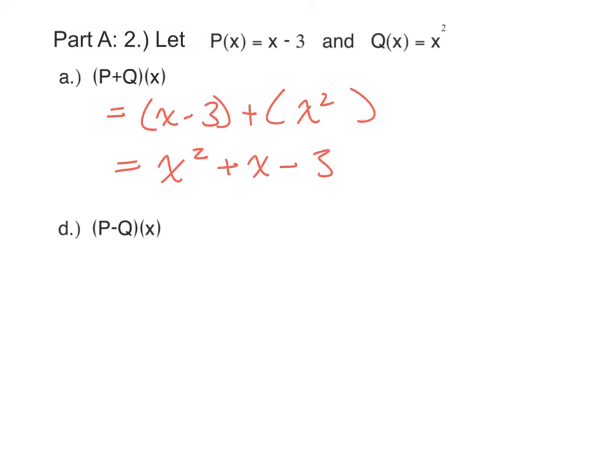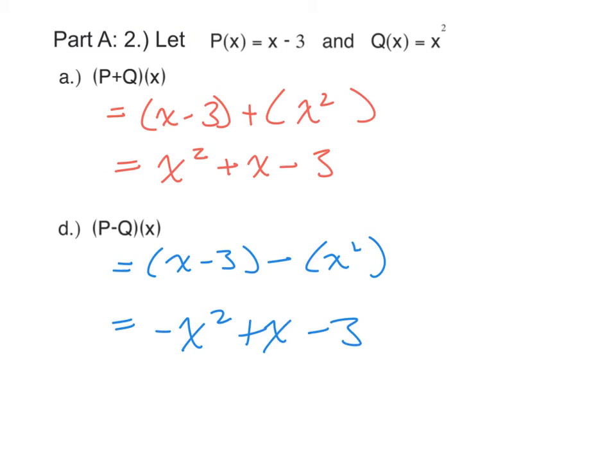For p of x minus q of x, it's the same idea. We'll take p of x and subtract the x squared off of that. Putting it in order, we have negative x squared plus x minus 3.